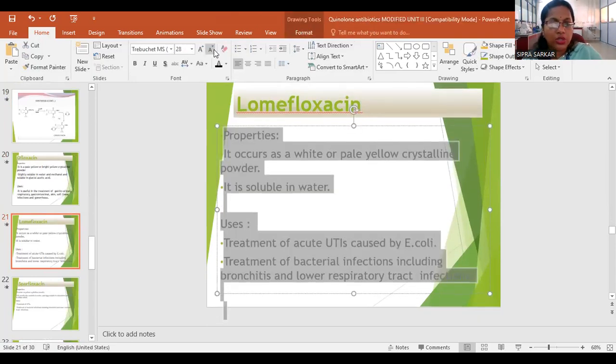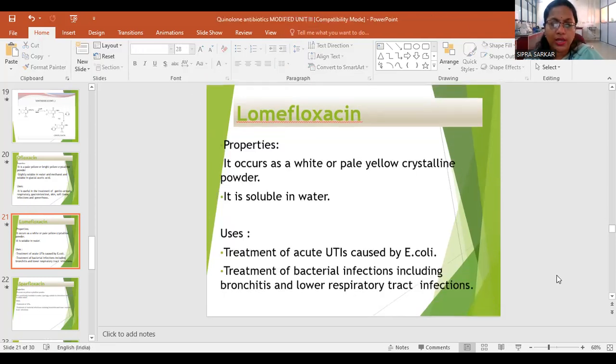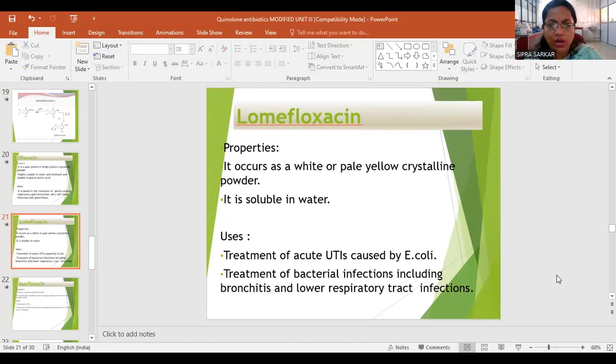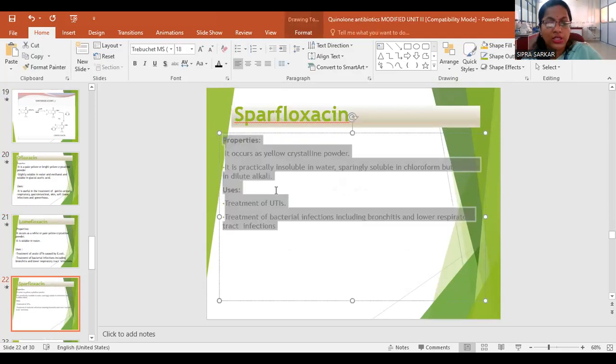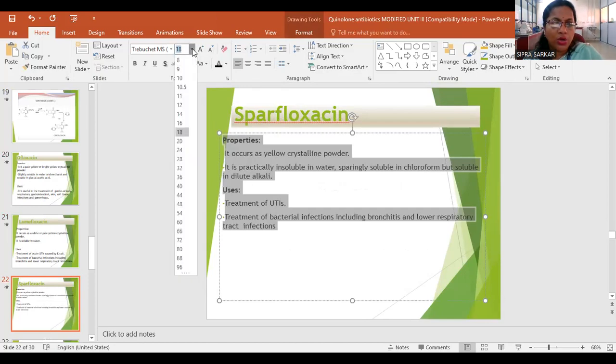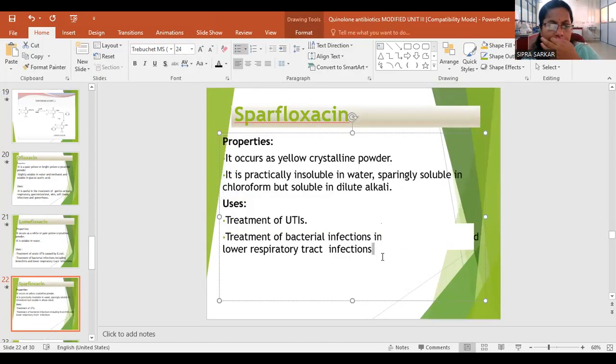Lomefloxacin is one of the newer categories of antibiotic, whose use has been started recently. It is a pale yellow crystalline powder, and the treatment is for acute UTI caused by E. coli and bacterial infection in bronchitis and respiratory tract infection also. Sparfloxacin is also discussed in this category of the nalidixic acid category, where it occurs as a crystalline powder. It is practically insoluble in water, sparingly soluble, but soluble in dilute alcohol also. It is also used for treatment of UTI, bacterial infection in bronchitis and respiratory tract infection.